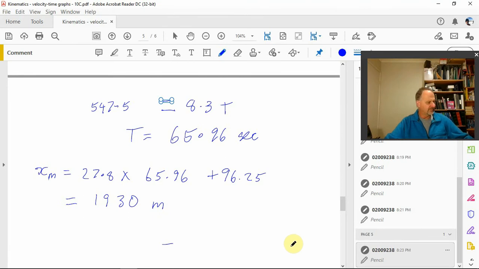So take a bit of care with these velocity time graphs, thinking through, first of all, setting them up, and then the areas and things like that. If you're not sure about anything, make sure you get help, and as always, have fun.